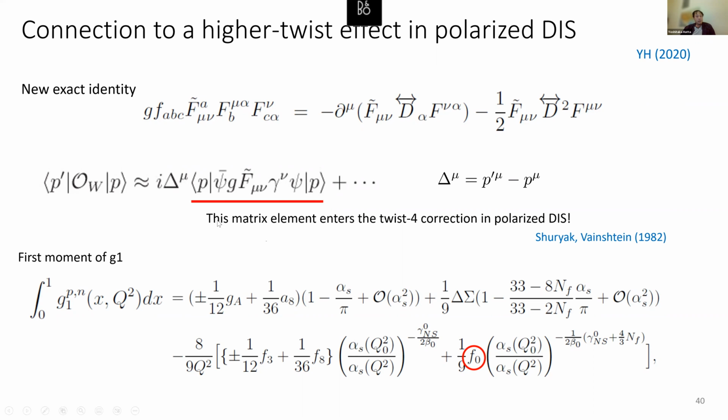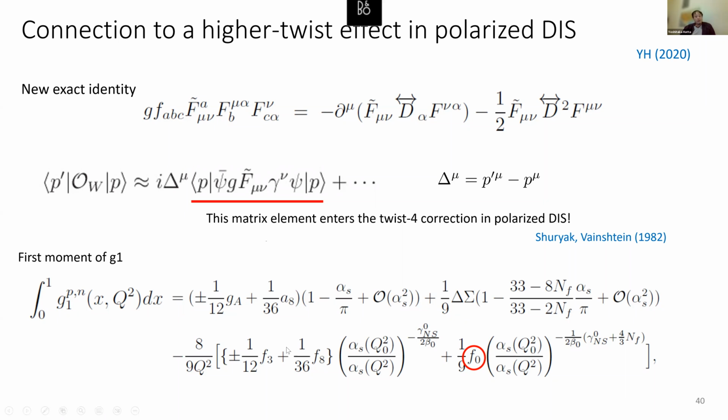So if you measure this g1 structure function as a function of Q squared, then in the first line, you have this delta sigma, which I talked about. So usually people are interested in this delta sigma. This is how you determine the delta sigma from experiment.